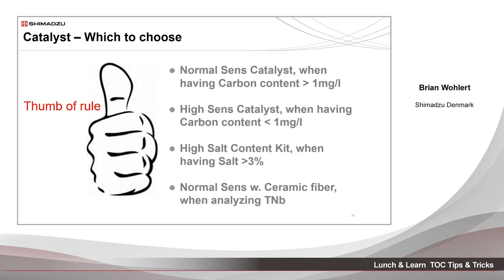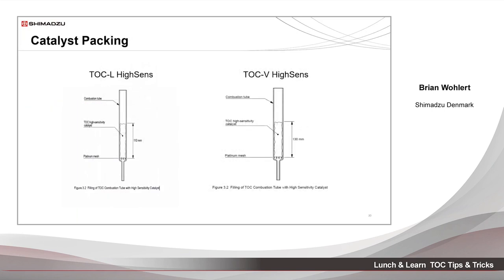Which catalyst to choose? We have some rules of thumb for the choice of the catalyst material. The normal sensitivity catalyst we normally use when we have carbon content above 1 mg/L. We use the high sensitivity catalyst material when having carbon content less than 1 mg/L, and you need to go to the high salt content kit when you have salt content higher than 3%. For customers using the total nitrogen detector, we have a special packaging for that. We use the normal sensitivity catalyst where we have ceramic fiber on top. So you can see here the different ways to pack the catalysts.